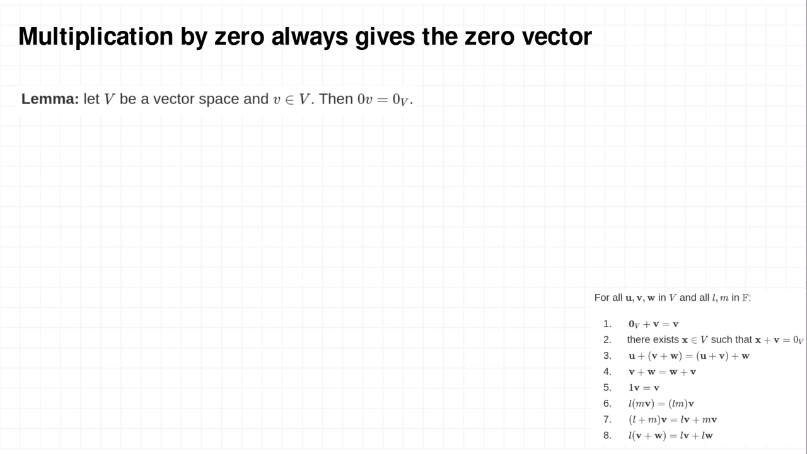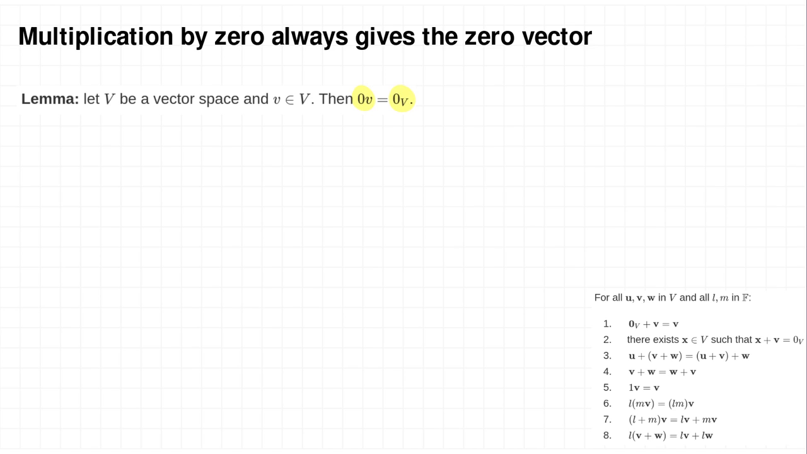Here's the first of those properties, written down as a lemma. It says that if you have any vector space V and any element, little v, in big V, then the scalar multiple 0 times v is equal to the 0 vector in the vector space capital V.